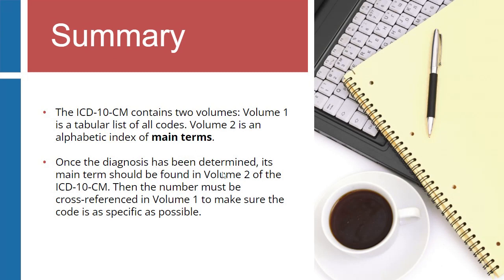Once the diagnosis has been determined, its main term should be found in volume 2. Then the number must be cross-referenced in volume 1 to make sure the code is as specific as possible. Be specific as possible when you are coding. And again, I mentioned it several times. The perfect scenario, the provider will already provide it for you. Once they give you the code, there's no need to go and cross-reference or do any of that because they have given you the code. You already have it. The super bill is filled out. All you're responsible for is entering that information on the claim form.